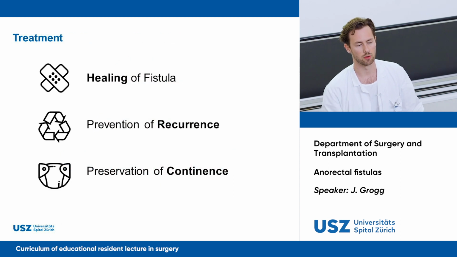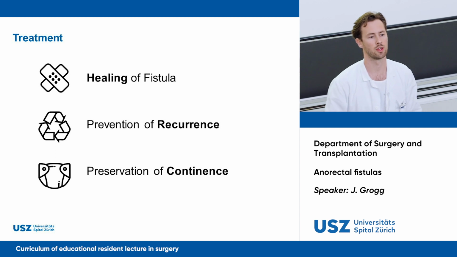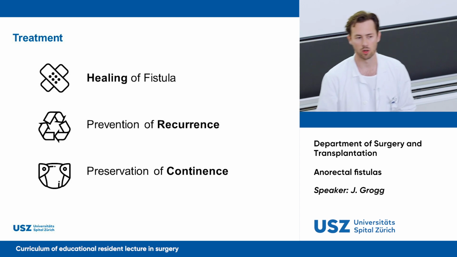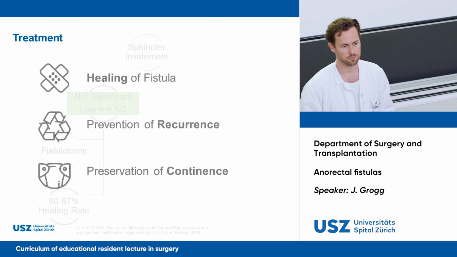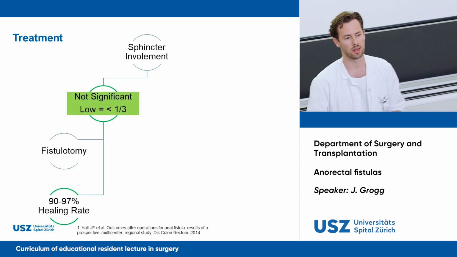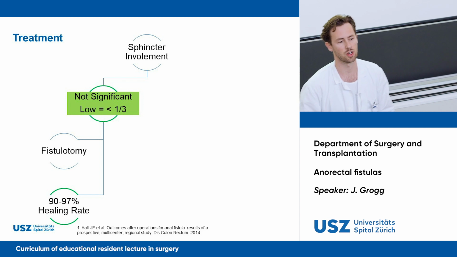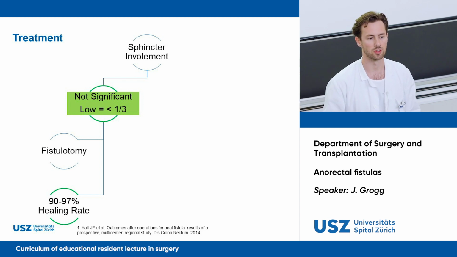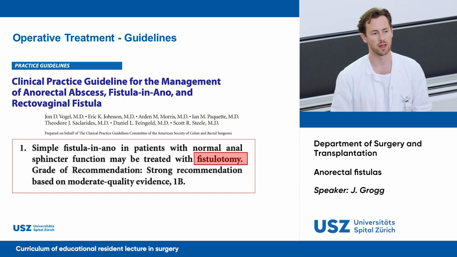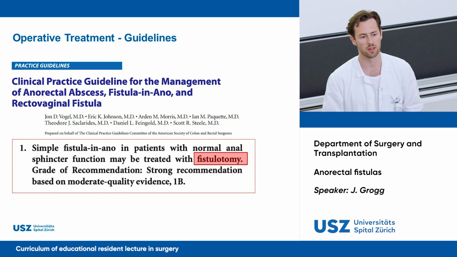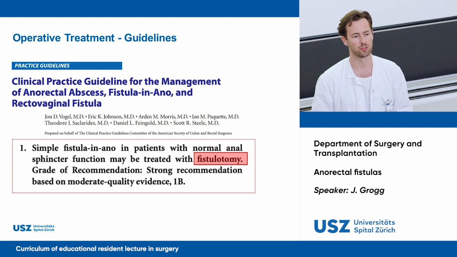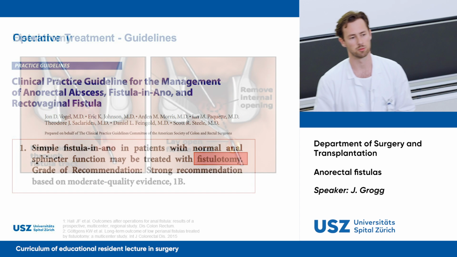And with that, we arrived at the topic of the treatment of these fistulas. So what's the goal? Of course, we want to heal the fistulas of the patient, but we also want to prevent recurrence, and we want to preserve the continence of these patients. And overall, we want to improve the quality of life. So as stated before with the classifications, for patients with simple fistulas, meaning there's no significant sphincter involvement, they are superficial or low transsphincteric fistulas. Usually there can be a surgical treatment with a fistulotomy showing good results. That's also reflected in the current clinical practice guidelines. Here an example of the American Association that states that for simple fistulas, fistulotomy is a recommended treatment option.